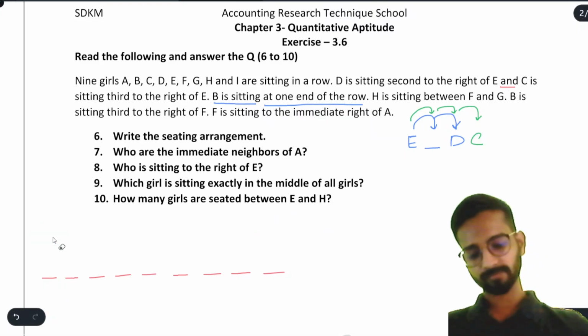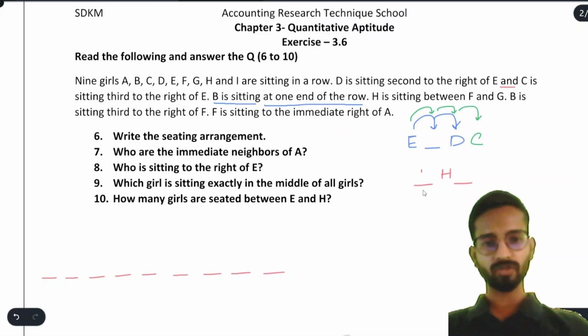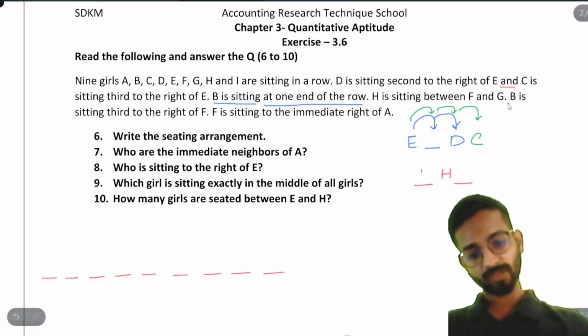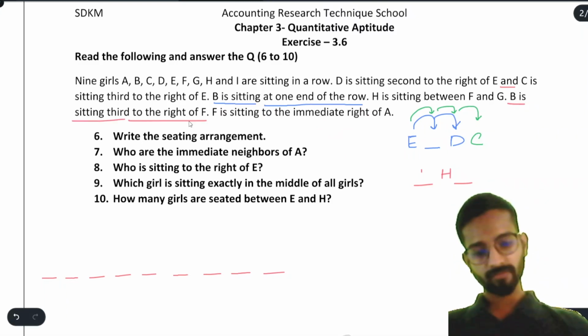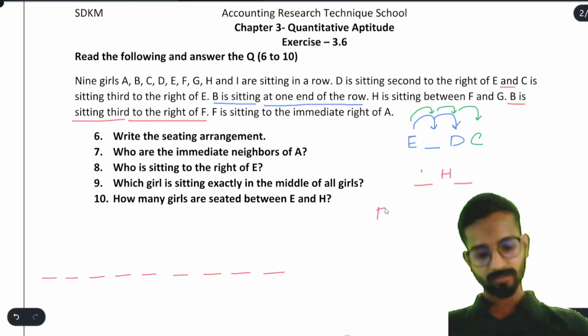Then after that, H is sitting between F and G. So these two places will be either F and G or G and F. Okay. B is sitting third to the right of F. It means wherever F is there, third to the right of F. 1, 2, 3. So it will be here.